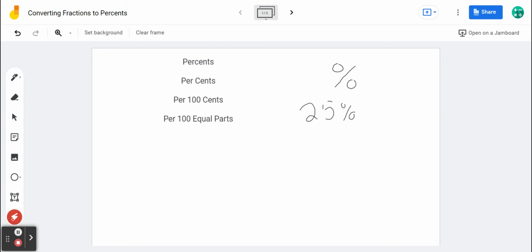Now, in class, I said, if you notice, this is kind of like a diagonal one. And then the two circles, if we think about them mathematically, that means those are zeros. So 25% actually means 25 out of 100. So this is what 25% actually means. It's a different notation for this fraction. 25 out of per 100 equal parts.